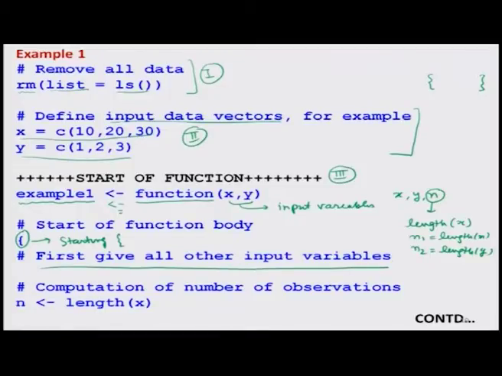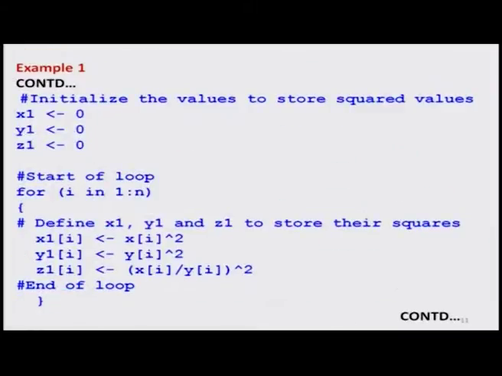So, for example, here I have given x and y, they are already given, but now n is left, that is also an input variable. So, I try to define here n by length of x. So, here I try to compute the number of observations in the data vector x, and whatever is the outcome, that I am trying to denote by n. Right. So, we continue further, and now in the next step I try to define 3 more variables.